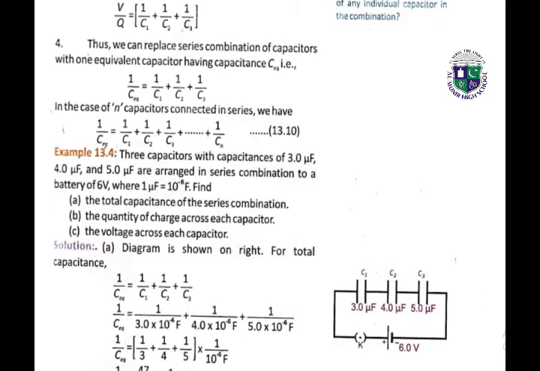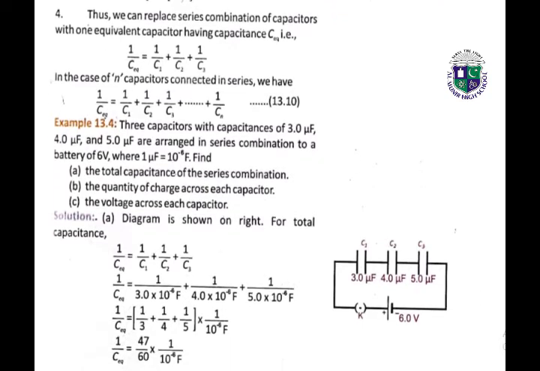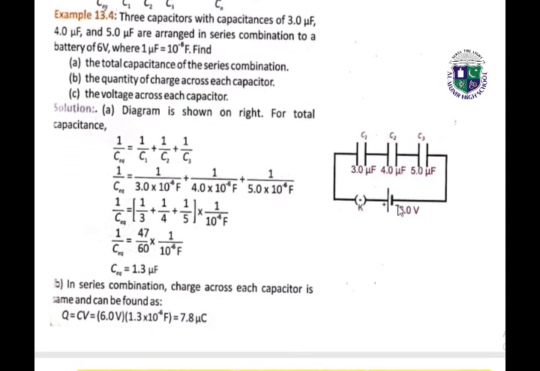Here we have example 13.4. Look at the statement of 13.4. Three capacitors with capacitances of 3.0 microfarad, 4.0 microfarad and 5.0 microfarad are arranged in series combination with a battery of 6 volts, where 1 microfarad is equal to 10 to the power minus 6 farad.